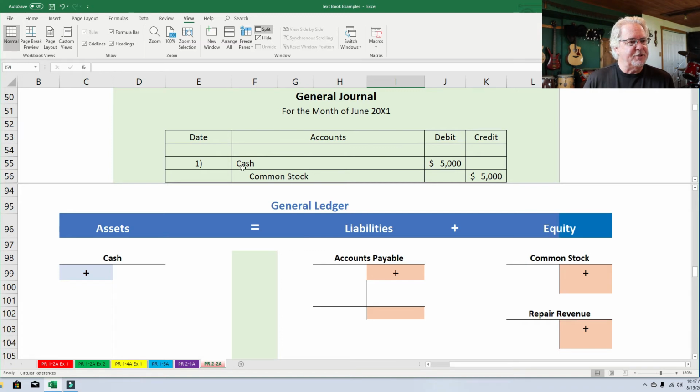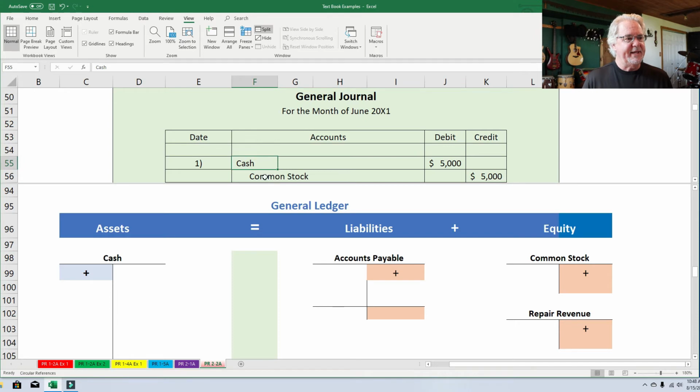So here's what you do. Here's my general journal. We did all these transactions. All we're going to do is transfer these numbers down here to the general ledger, because the general ledger is the heart and soul of the accounting system. And it's not like double work or anything. There's a big reason why we do it this way. Okay, so here's how you do it.